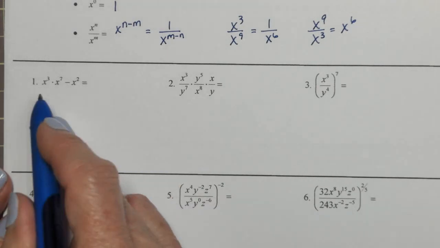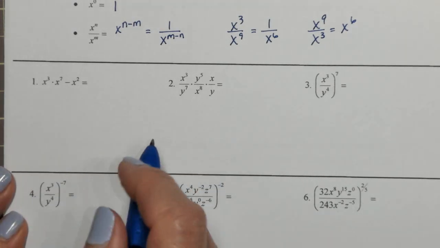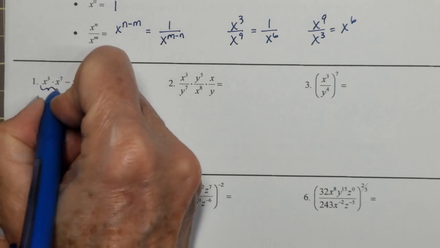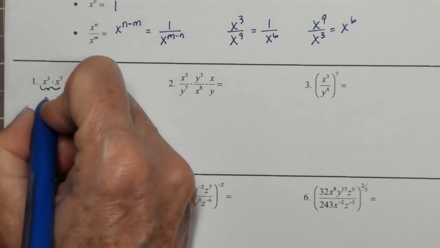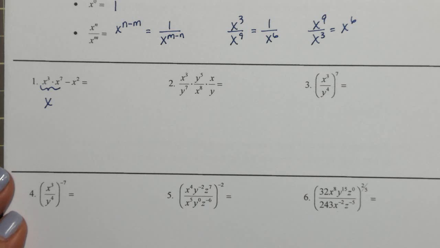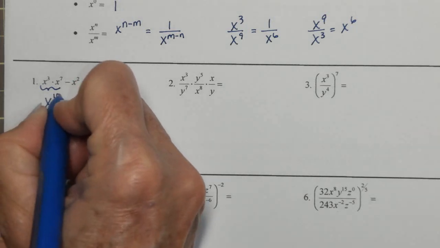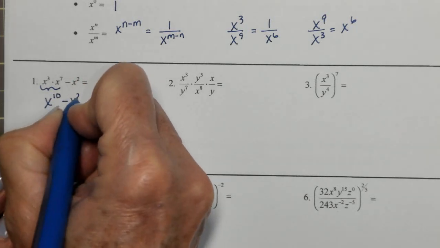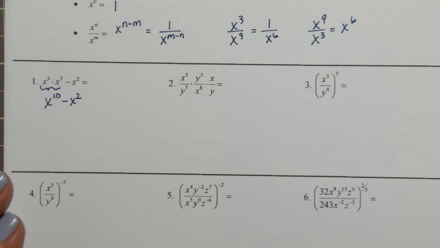All right, what can we do to, quote, simplify this? Well, these two can be combined, and those will become x to the, we add those two powers, x to the 10, minus x squared. Can anything further be done with that? No, those are not like terms. They're separated by a minus. We leave it just like that.